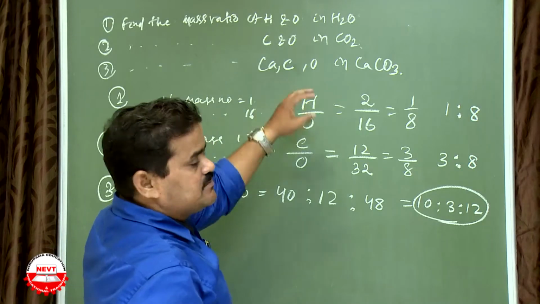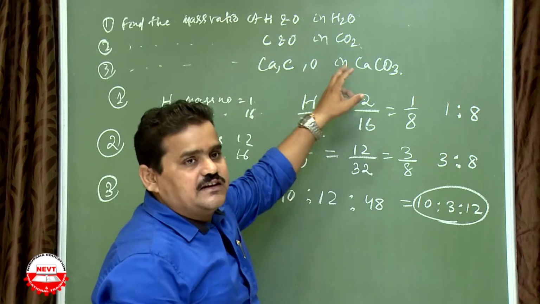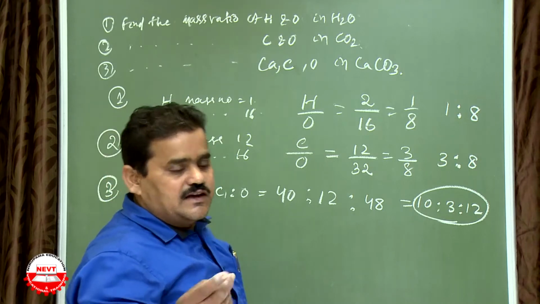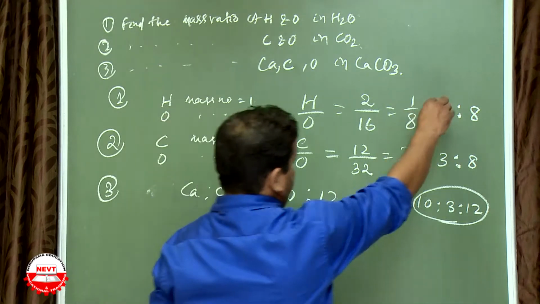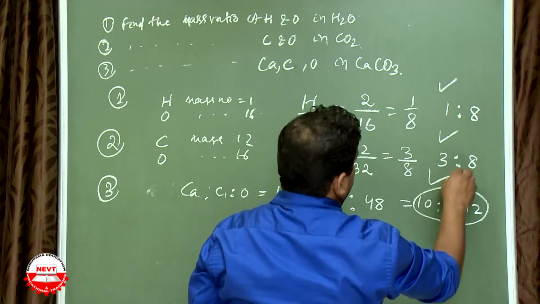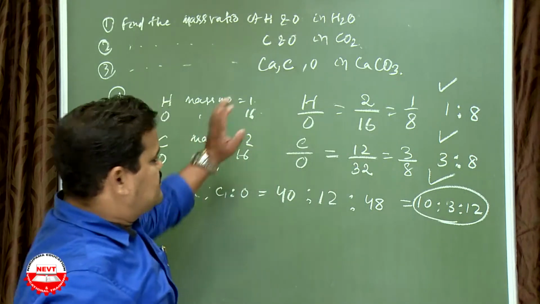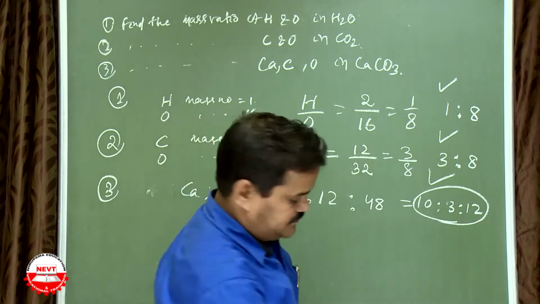So this is the concept of how to find the mass ratio of individual elements in a compound. But now my question is, how do you find the molecular formula if these ratios are given to you? Along with this, I will do another extra question here. So I will drop this and you just write down what the mass ratio of these things is.